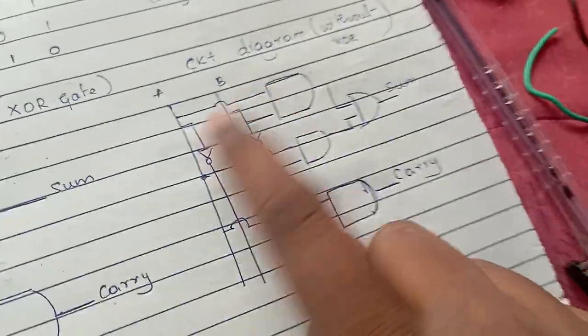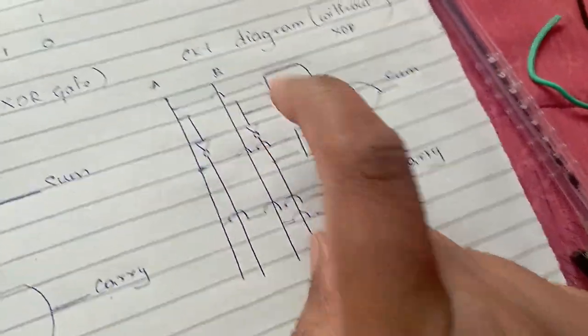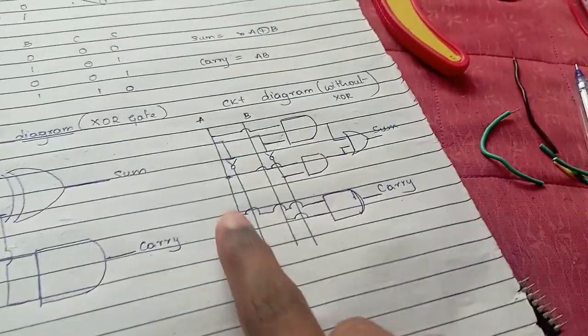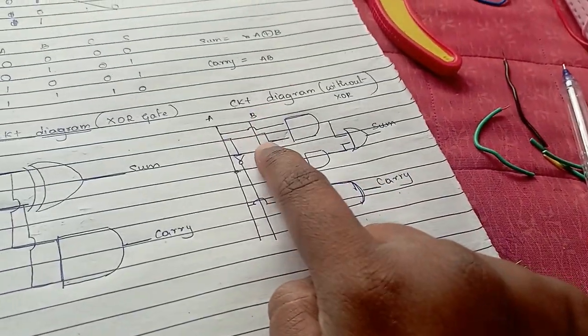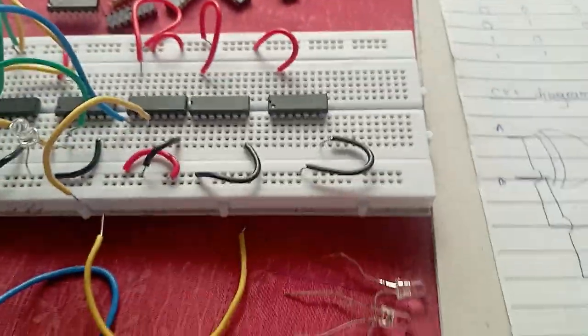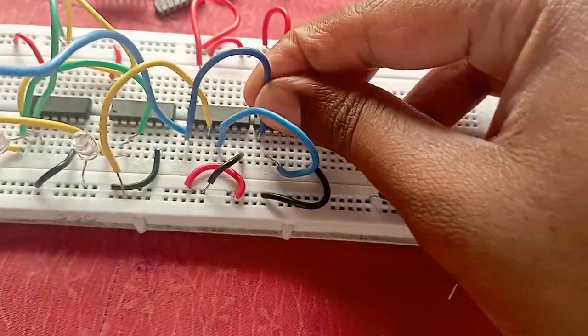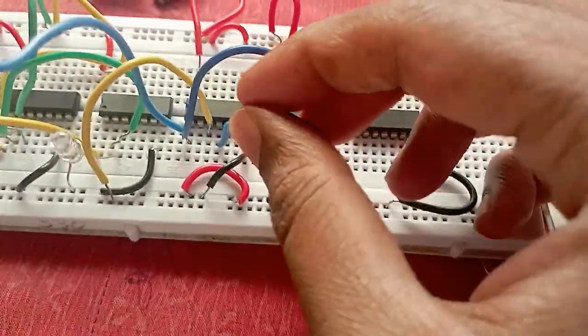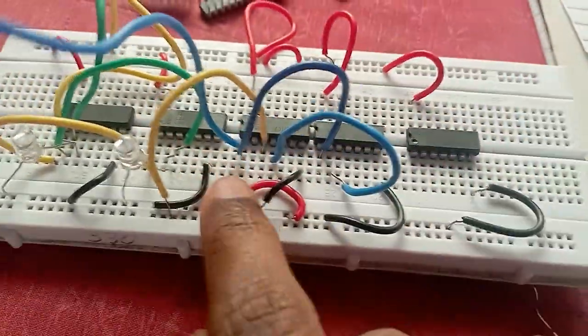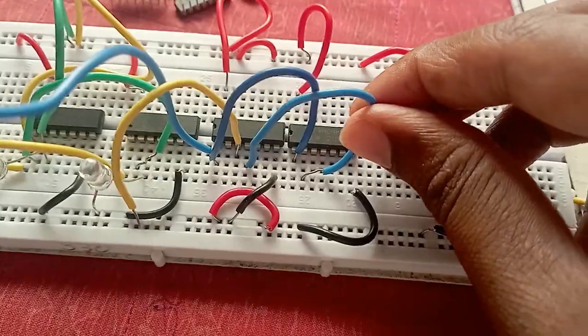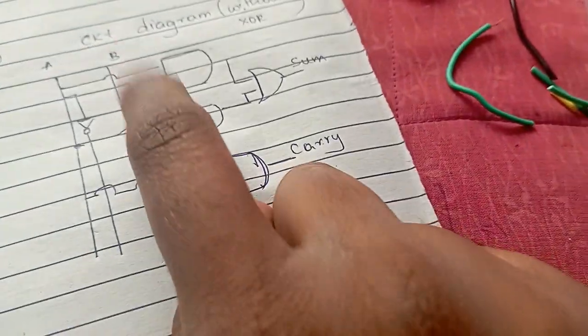First AND gate, one input is from A and the second input is from B bar. So let us connect according to that. I took the first input from A and connected it to the first input of the AND gate, and the second input is B bar. So I have taken it from the inverted output of B and connected it at the second pin. This was the connection for one AND gate. So these two inputs I have given.